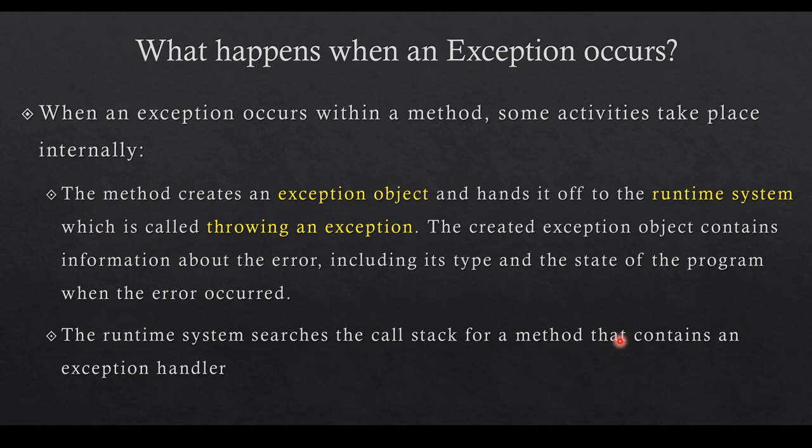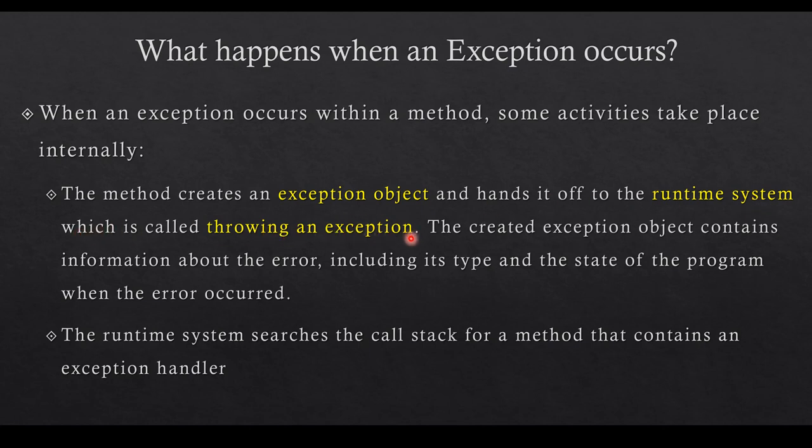What happens when an exception occurs? When an exception occurs within a method, some activities take place internally. You may not know it, but internally something happens. The method creates an exception object. Once an exception occurs, the first thing is it creates an exception object and hands it off to the runtime system, which is called throwing an exception.